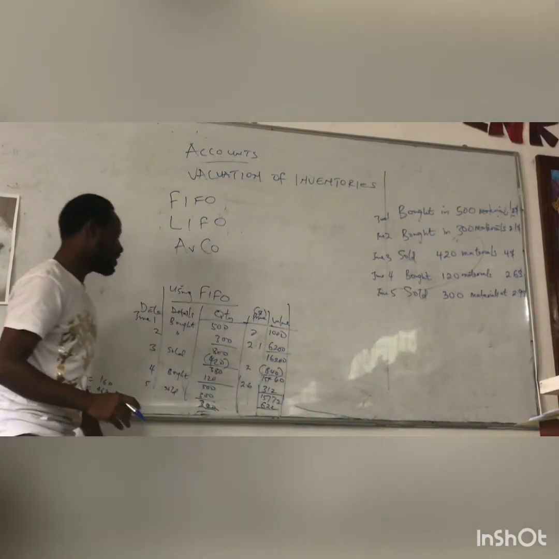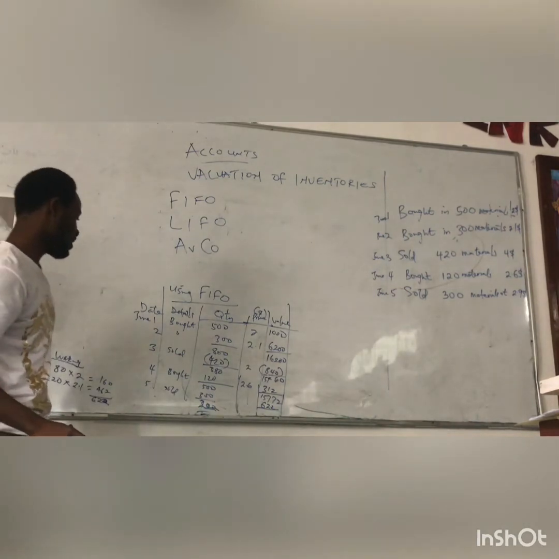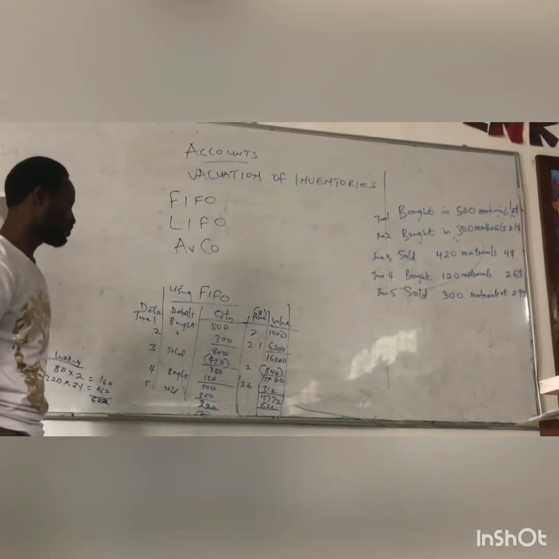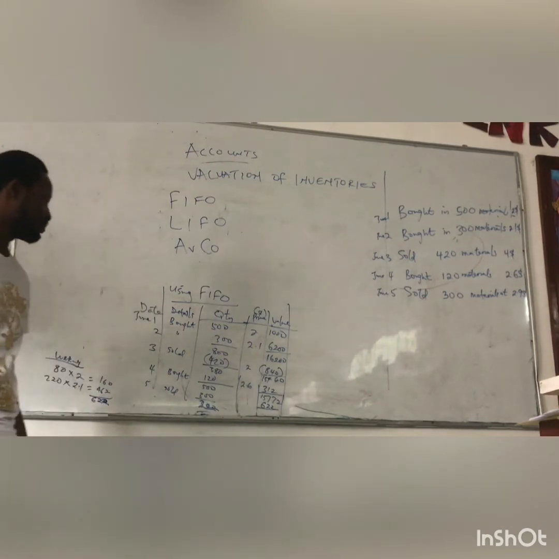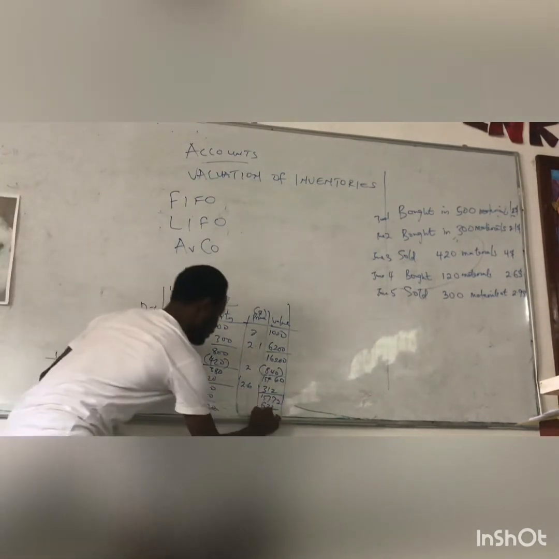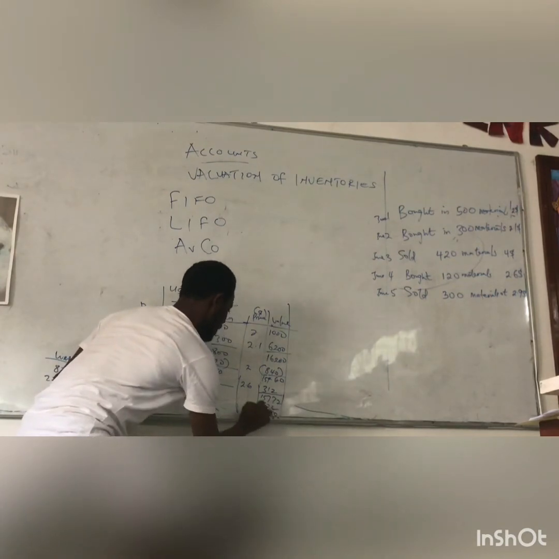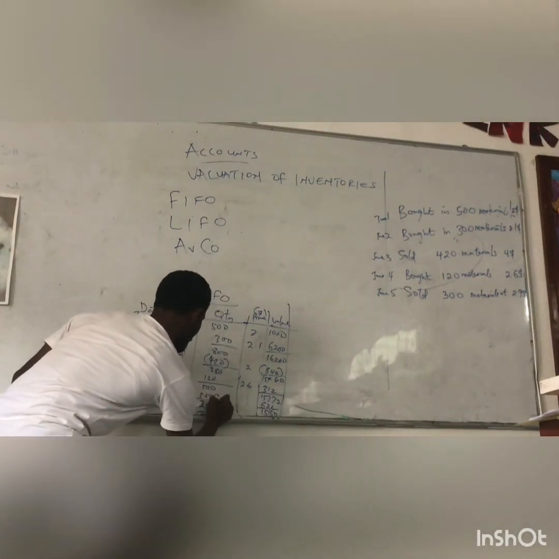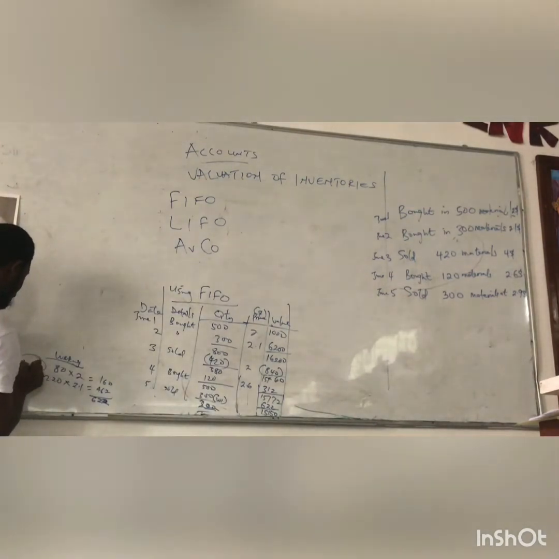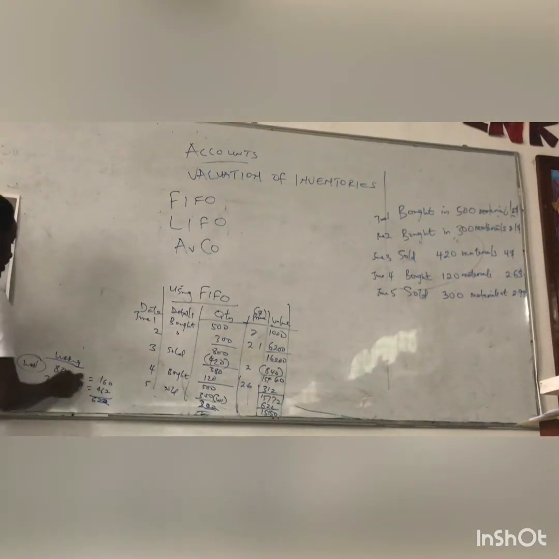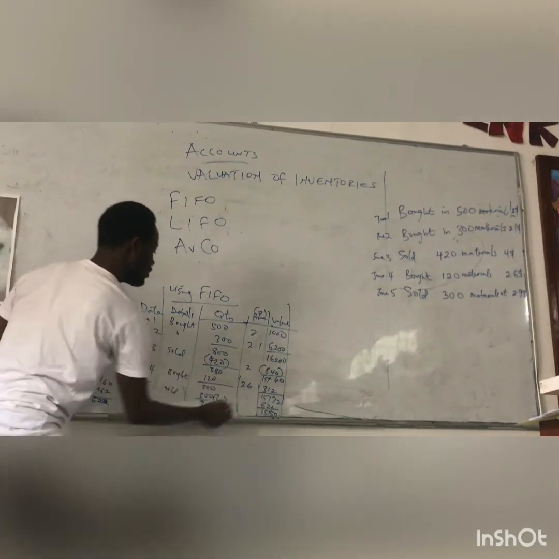So 15,772 minus 622 is 15,150. So there is working one here, the working that we did here. The answer here is what we took here.